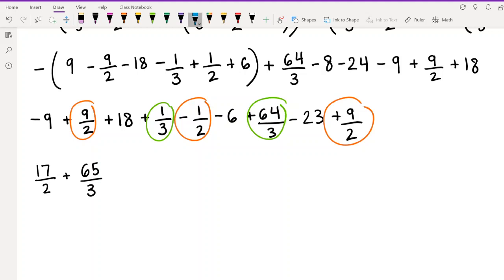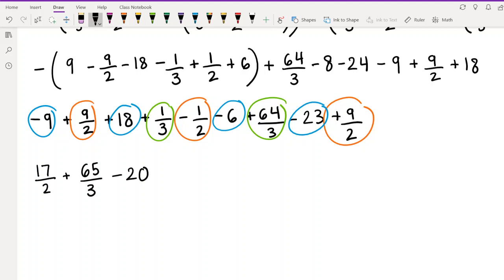And then for the actual integers, we have these four. So let's see, we have negative 9 plus 18. That's going to be 9. And then 9 minus 6 is 3. And then 3 minus 23 is negative 20.